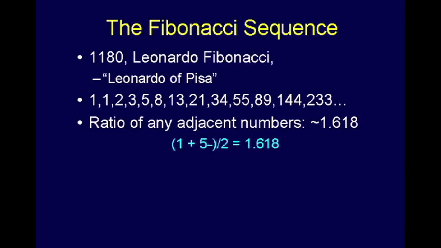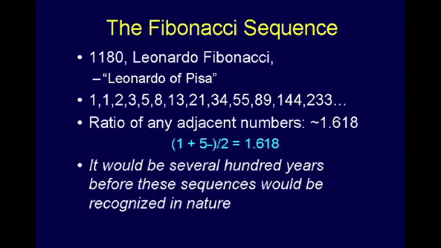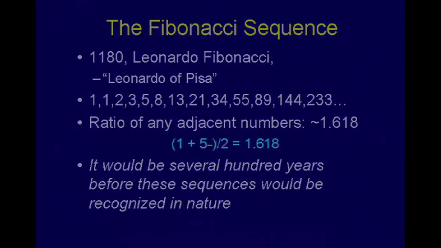It took several hundred years for people to discover that this sequence appears in nature in some of the strangest places. The ratio of any two adjacent numbers is approximately 1.6. It varies a little bit in the second or third decimal place, but it's very close to that. Now, it was several hundred years before the significance of the sequence was recognized.